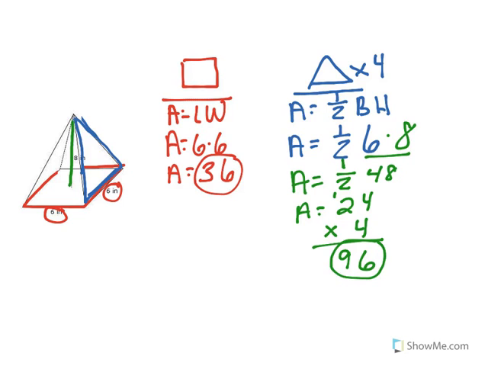The square is 36. And so my last step is just to take these two and add them up. And when I do, I get 132, and it's still inches squared because it's area, and that would be how much wrapping paper I need to have in order to cover this entire box.